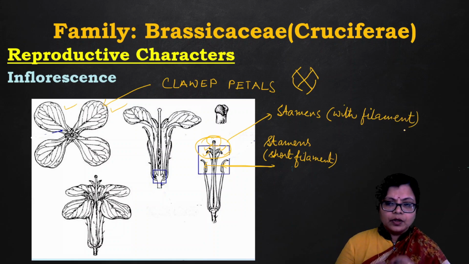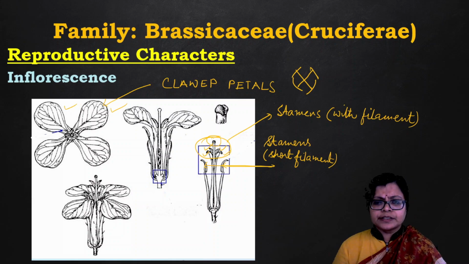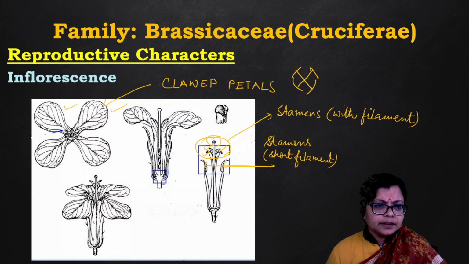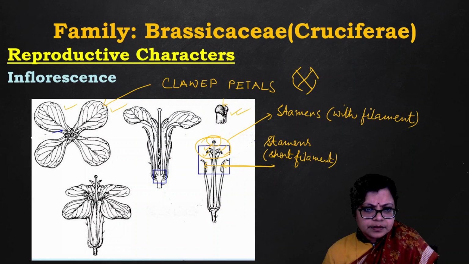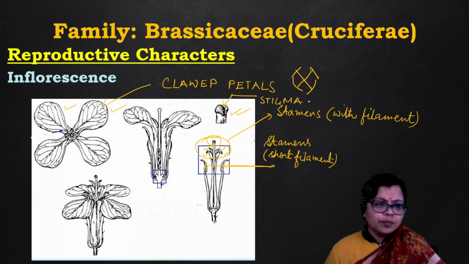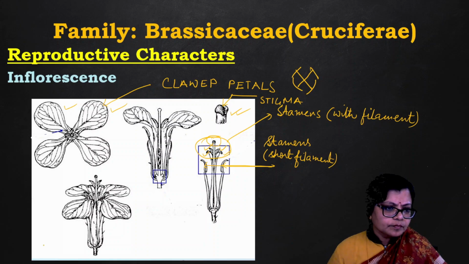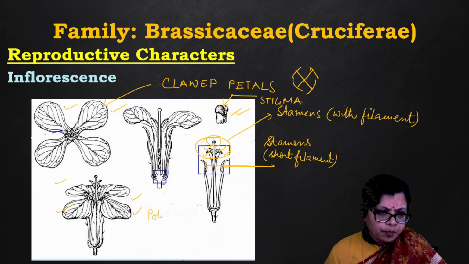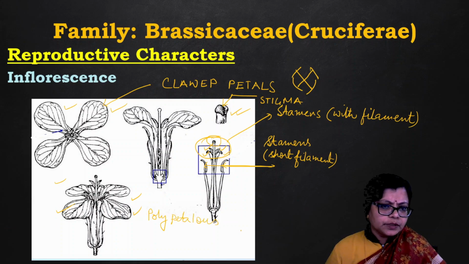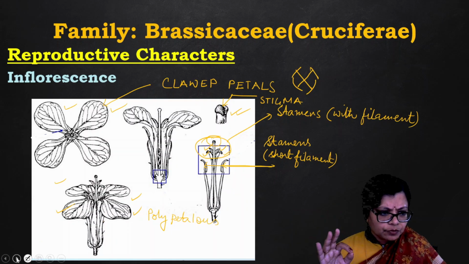Present in the inner whorl. So, two types of stamens are present, and the carpels, two in number, are united. This represents the stigma, that is lobed, and here you can observe these petals are free from each other, that is polypetalous. So the diagram I feel is absolutely clear to all of you.